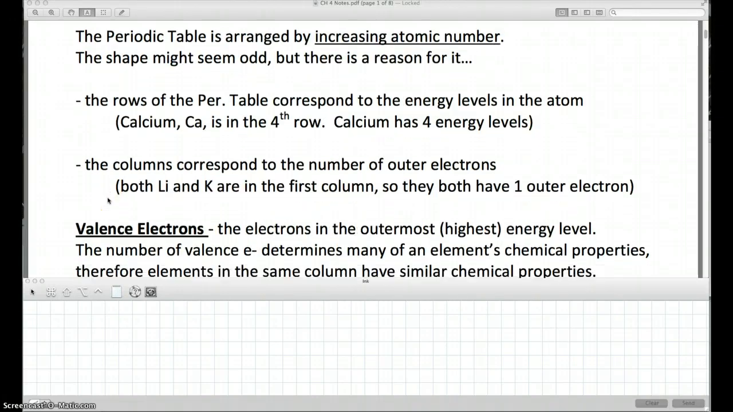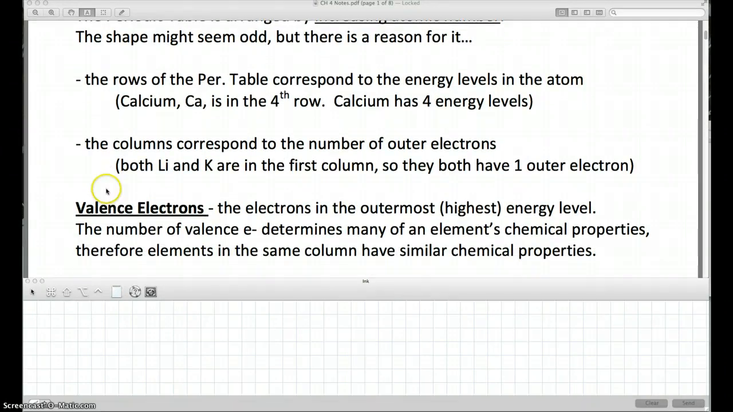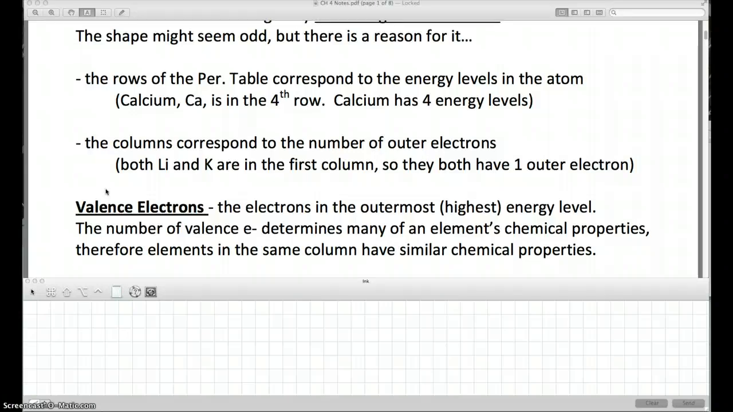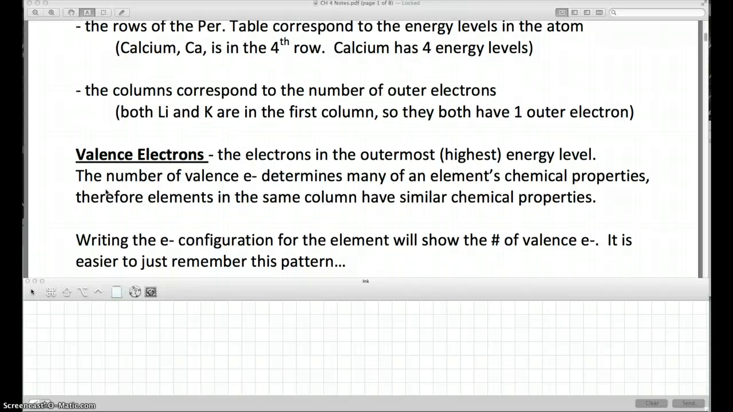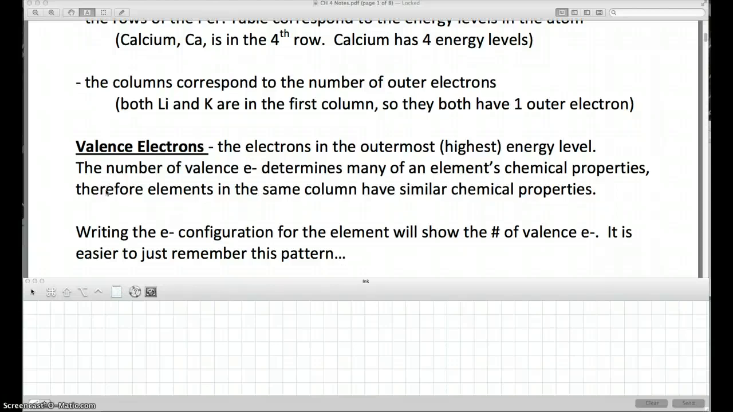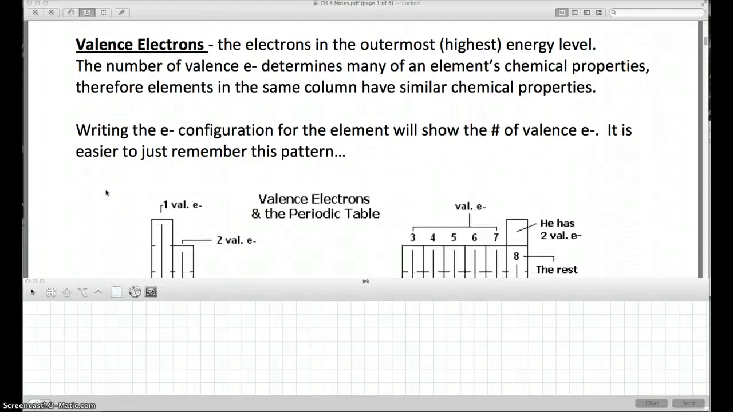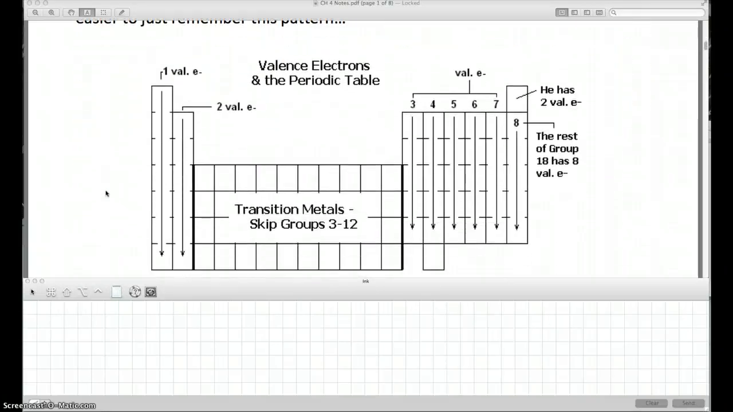And the outermost ring has a special word that we use. It's called the valence ring. So valence electrons are the electrons in the outermost energy level, or outermost ring. And the number of these valence electrons determines a lot of the chemical properties, so we're obviously interested in it. Now, writing the electron configuration for the element will show the number of valence electrons. But I think it's easier just to remember this pattern.